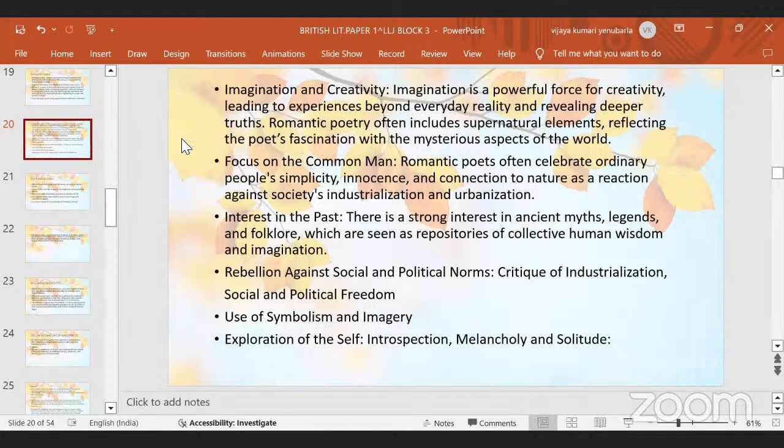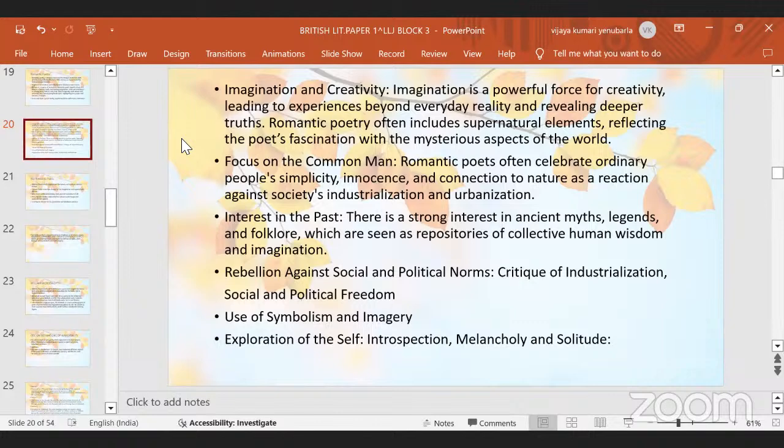Interest in the past. There is a strong interest in ancient myths, legends, and folklore, which are seen as repositories of collective human wisdom and imagination. So repositories, they are the reservoirs of tradition, culture, values, and all that. So our myth is nothing but mythology. Even though it is not true, sometimes it is fictitious, but it holds the cultural aspects, our traditions, our beliefs, our faiths, our pleasures, all that. So legends and folklore literature has been neglected by the dramatists and the novelists sometimes. So now the romantic poets started giving importance and they started exploring once again from the past.